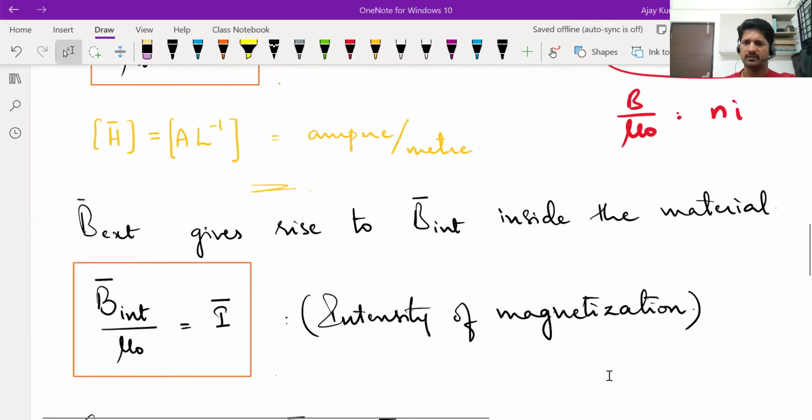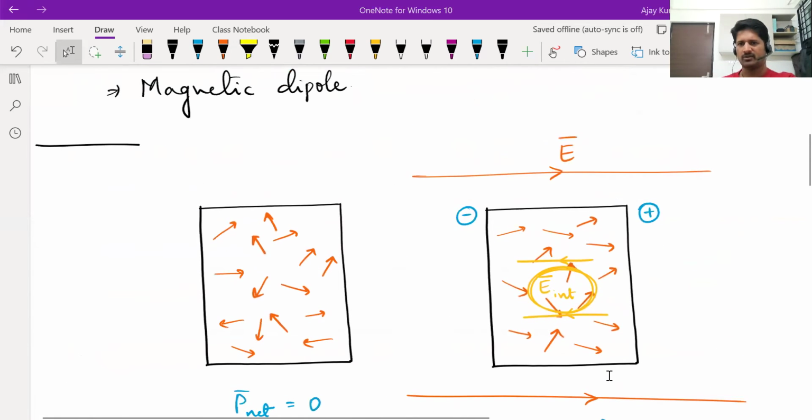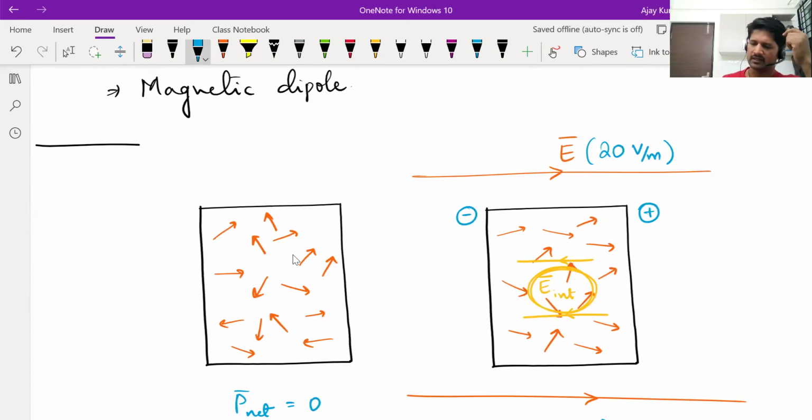Okay, quick revision. You consider a dielectric or an insulator. Suppose you set up an external field. Let's say external field is some 20 volts per meter. Okay. And assume it generates an internal field of 5 volts per meter. In insulators, the internal field won't be strong enough to cancel the external field. Internal field will always be weaker than external field.